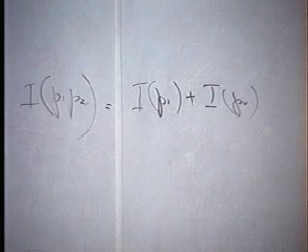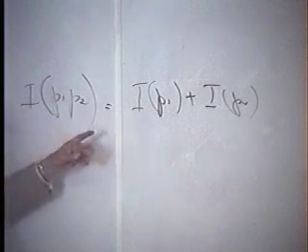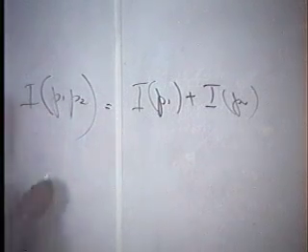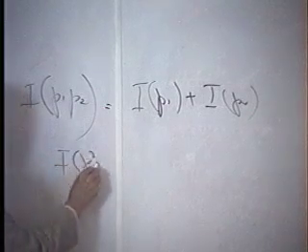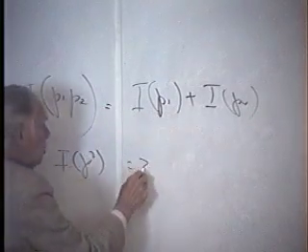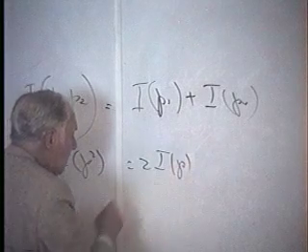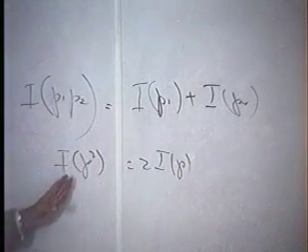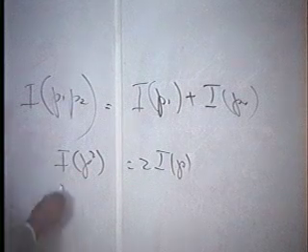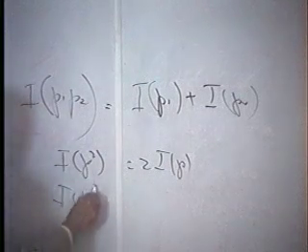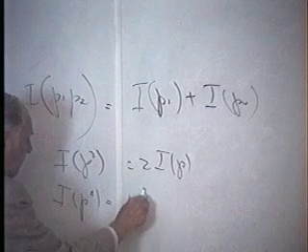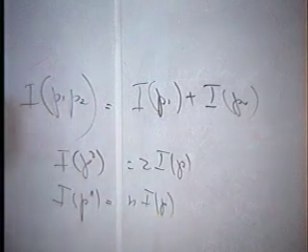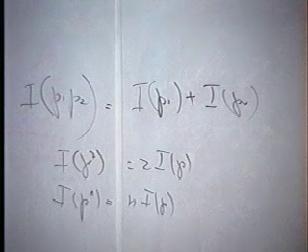Well, if I put P1 equal to P2 equal to P, I get I of P squared equals 2 I of P. If I put this equal P squared, that one's P, I get I of P cubed is 3 I of P, and in general I will get I of P to the n is n I of P, which says if I toss a coin n times, I get n times as much information as I get from one toss. Seems reasonable, doesn't it?